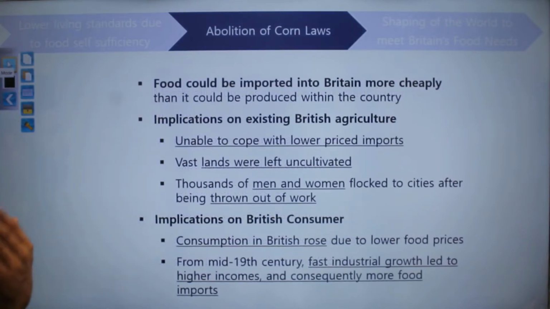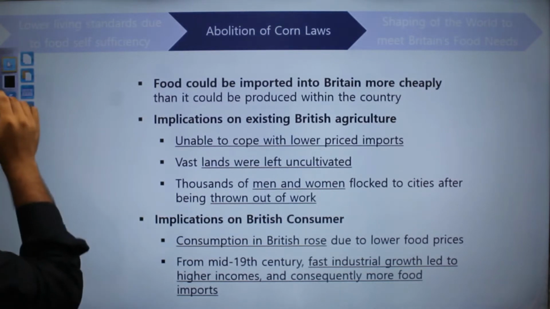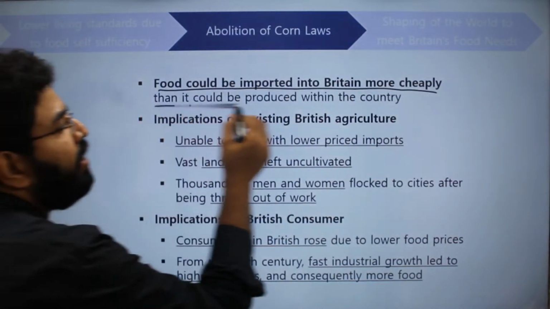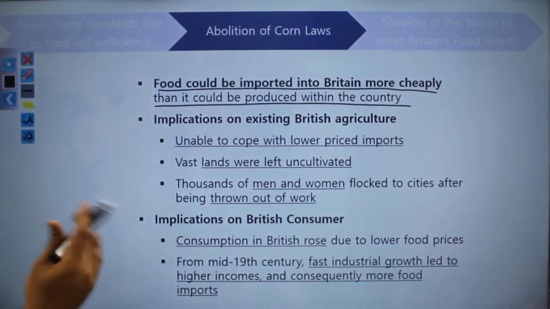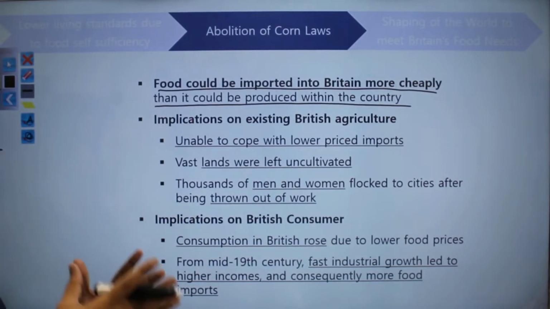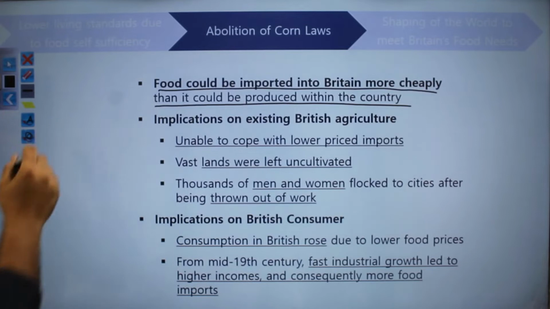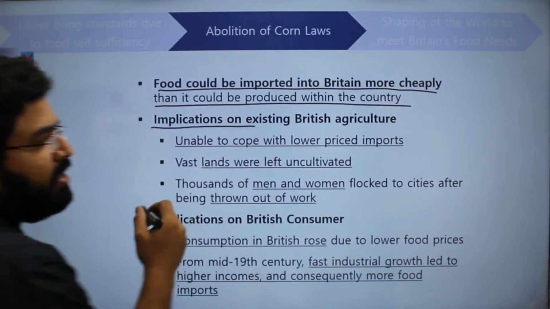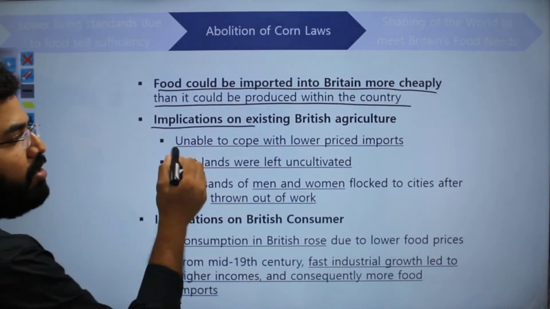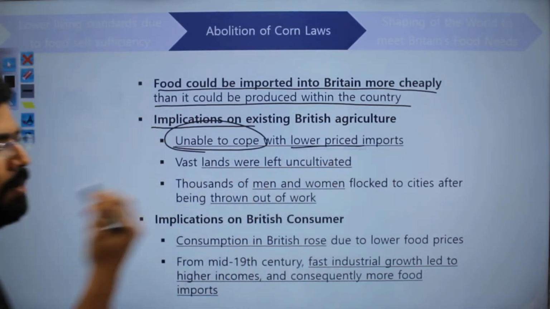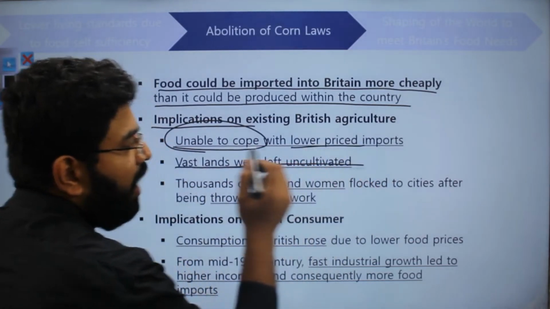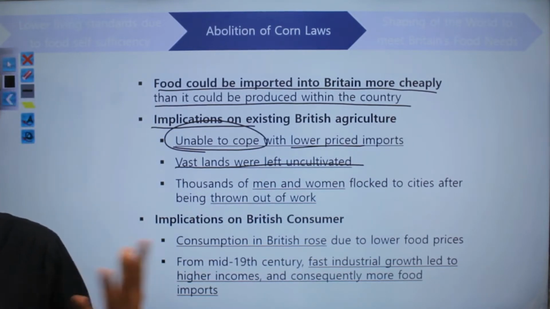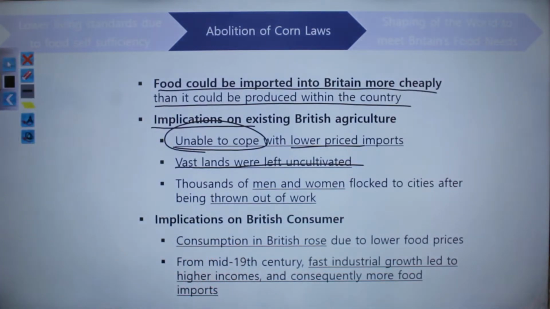Now, when there was abolition of corn laws, this resulted in a situation where food could be imported into Britain more cheaply than it could be produced within the country, because in the rest of the world the food was cheaper. So the implications were such that British agriculture was unable to cope with the lower priced imports. Hence, vast lands were left uncultivated because they found it no use to cultivate the land, as they could not compete with the imported food crops.